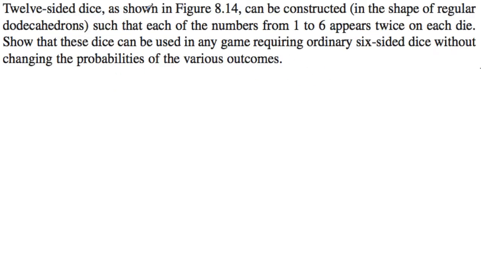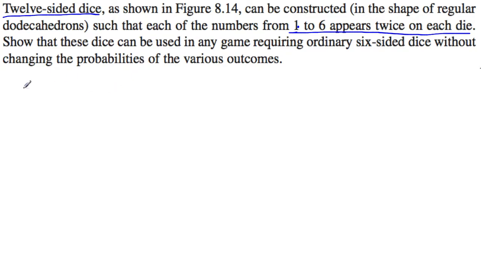Okay, so here we have a 12-sided dice. This is taken from the textbook, so if you look at figure 8.14, you can see it there. It's an 8-sided dice, and ignore all that stuff. Numbers 1 through 6 appear twice on each dice. So 12-sided dice, 1 through 6 twice on each dice. Show that these dice can be used in any game requiring 6-sided dice without changing the probabilities of the various outcomes.